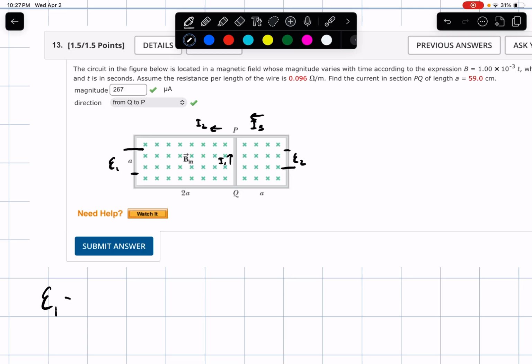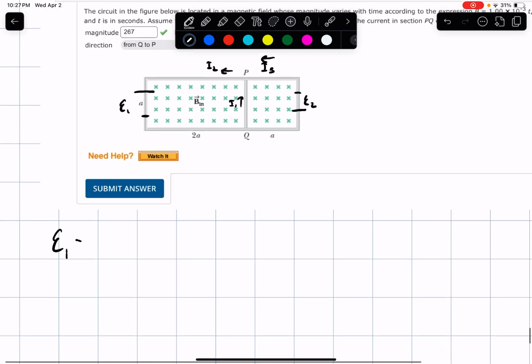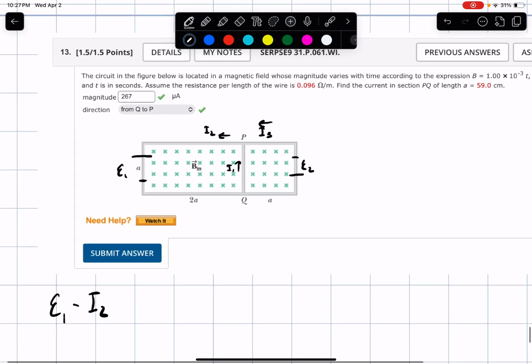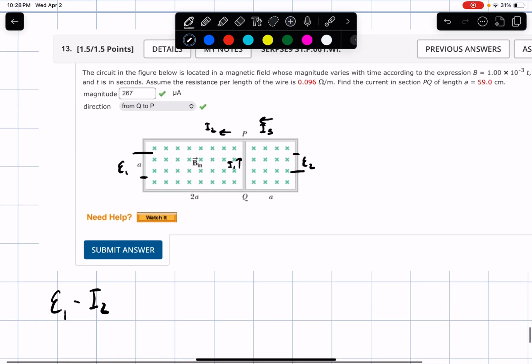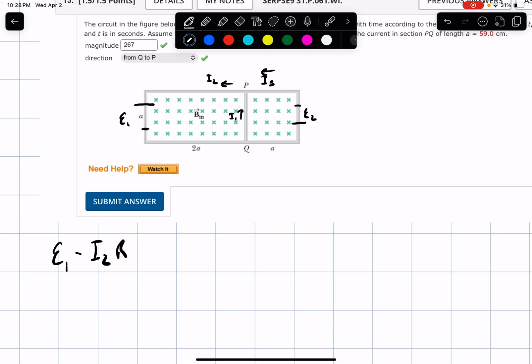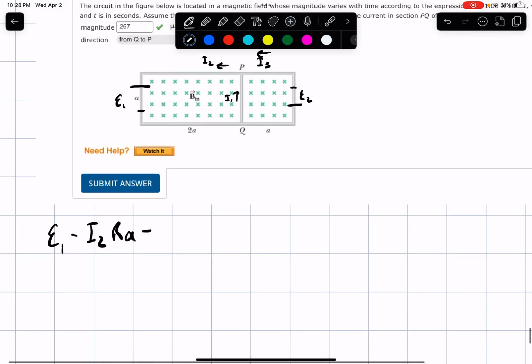So, starting on that left side, your current here would be I2. And your resistance is 0.096 ohms per meter. For now, let's just set up the equation, so we'll just call that R. It's along the left side, which is of length a. So that would be the first part there. Then you would be going down the bottom, so your current would still be I2, and this time it's along the length 2a.